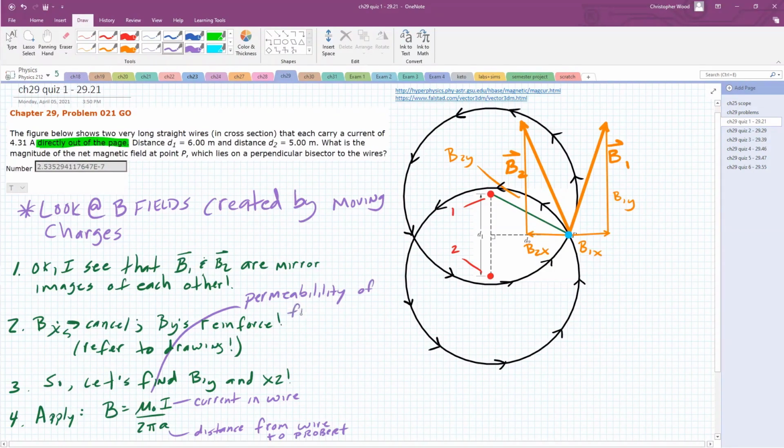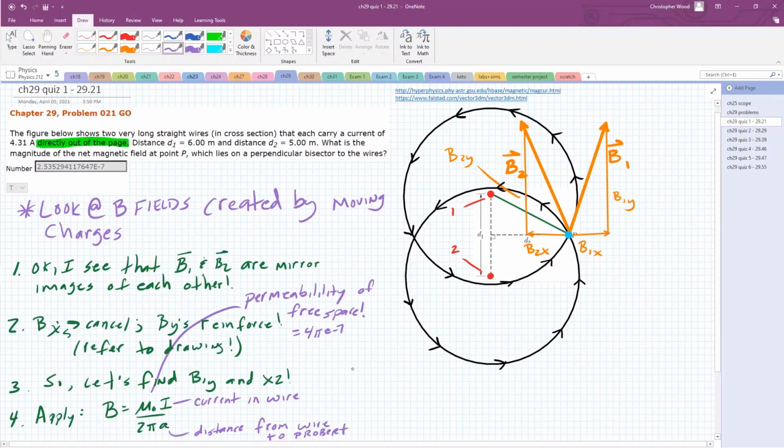Permeability of free space. It's a magnetic field friendliness factor. Magnetic fields like to travel through some materials much more than others. For example, you see a lot of soft steel or even soft iron in transformers because iron is very friendly to magnetic fields. So it's a friendliness factor. And for a vacuum, it has a value of 4 pi E minus 7.